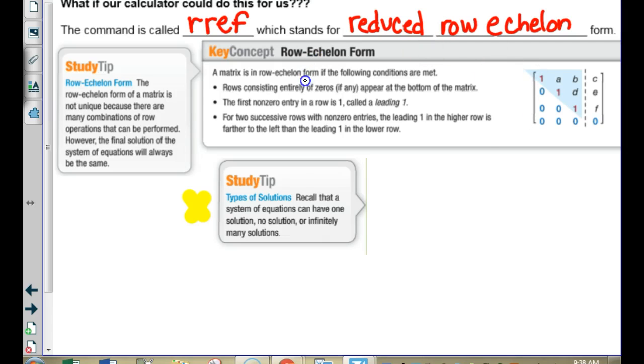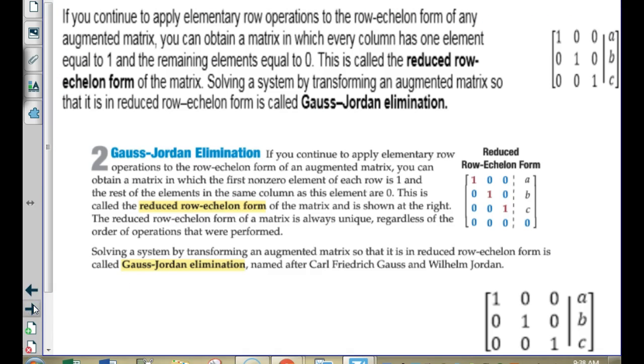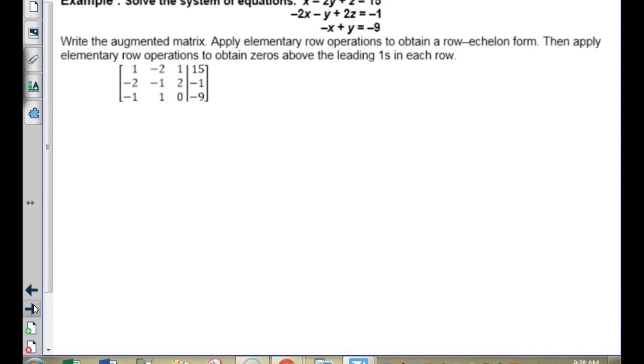Row echelon form means that rows consisting of entire zeros will be at the bottom. The first non-zero entry in a row is going to be a 1, okay? For 2 successive rows with non-zero entries, okay, yeah, okay. Reduced row echelon form. The calculator is going to do it for us. We'll come back to this about multiple solutions. Let's go to the calculator.